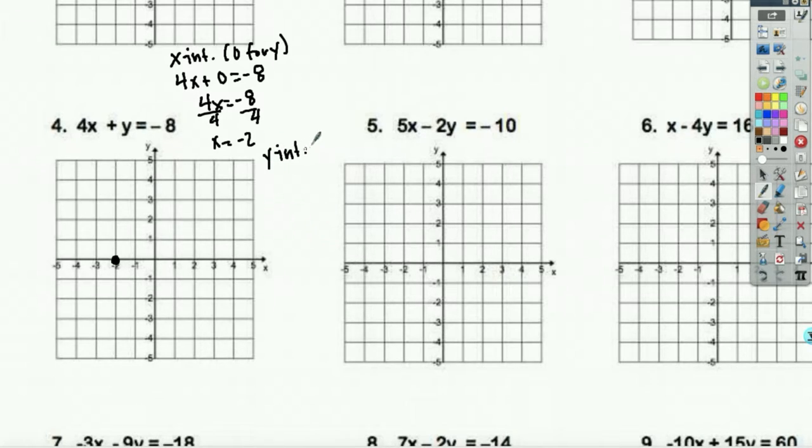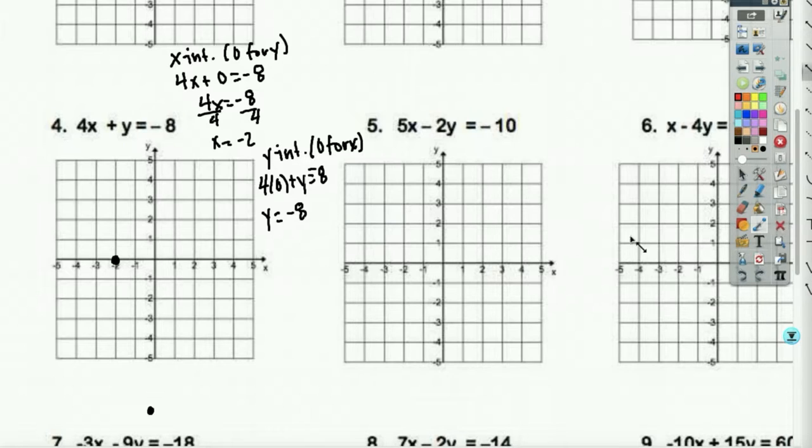To get our y-intercept, we'll do 0 for x. So we'll say 4 times 0 plus y equals negative 8. 4 times 0 is 0, so we'll get y equals negative 8. So on our y-axis, we'll go to negative 8. So this is negative 5, negative 6, negative 7. We'll guess negative 8 is down here. We'll draw our line to connect our 2 points, and then we're done.